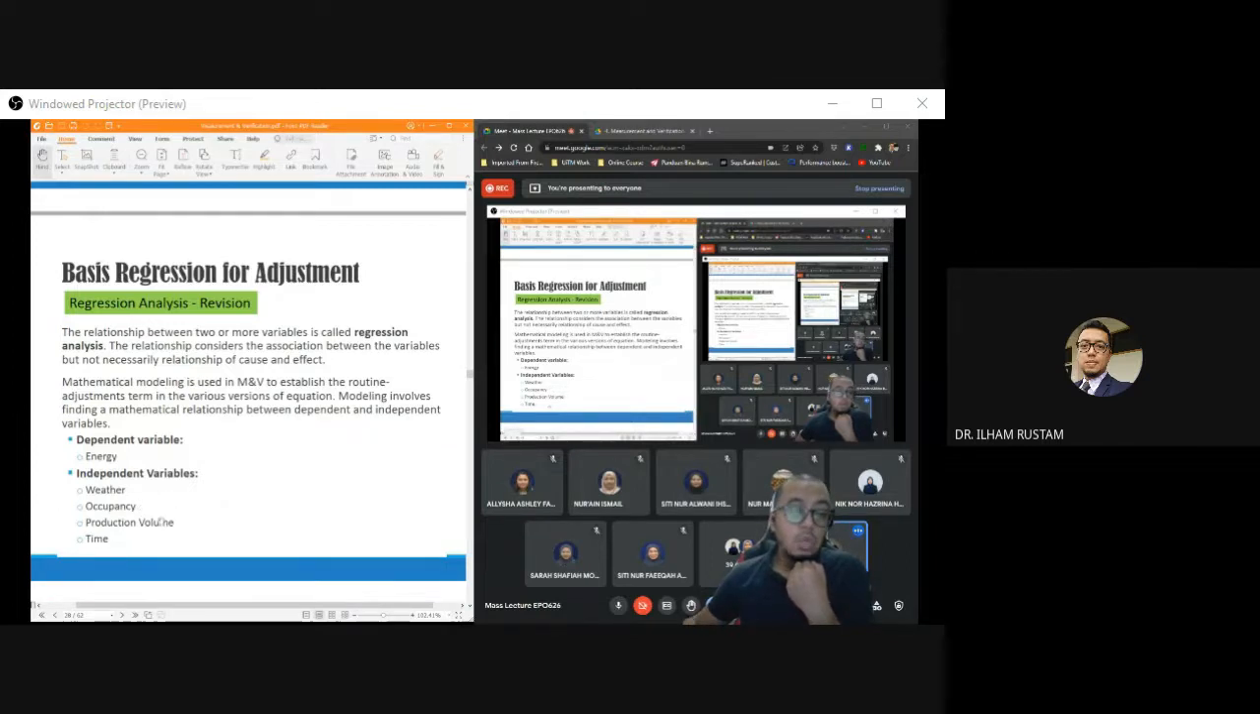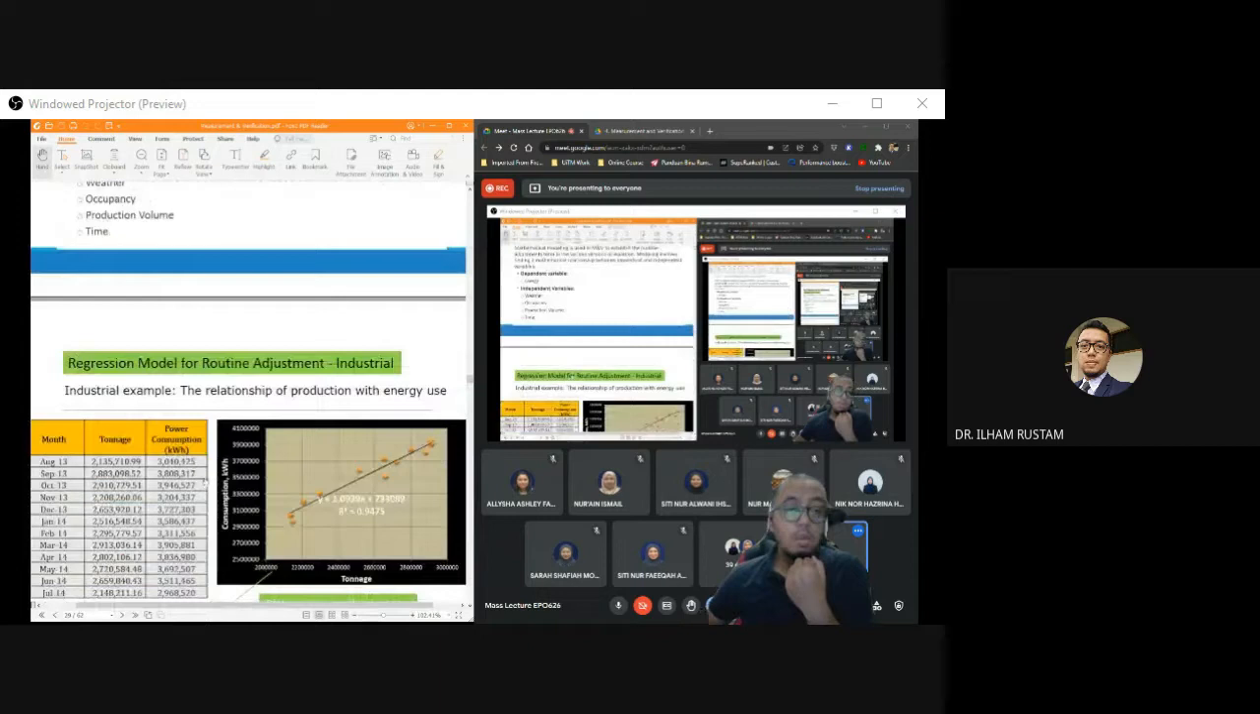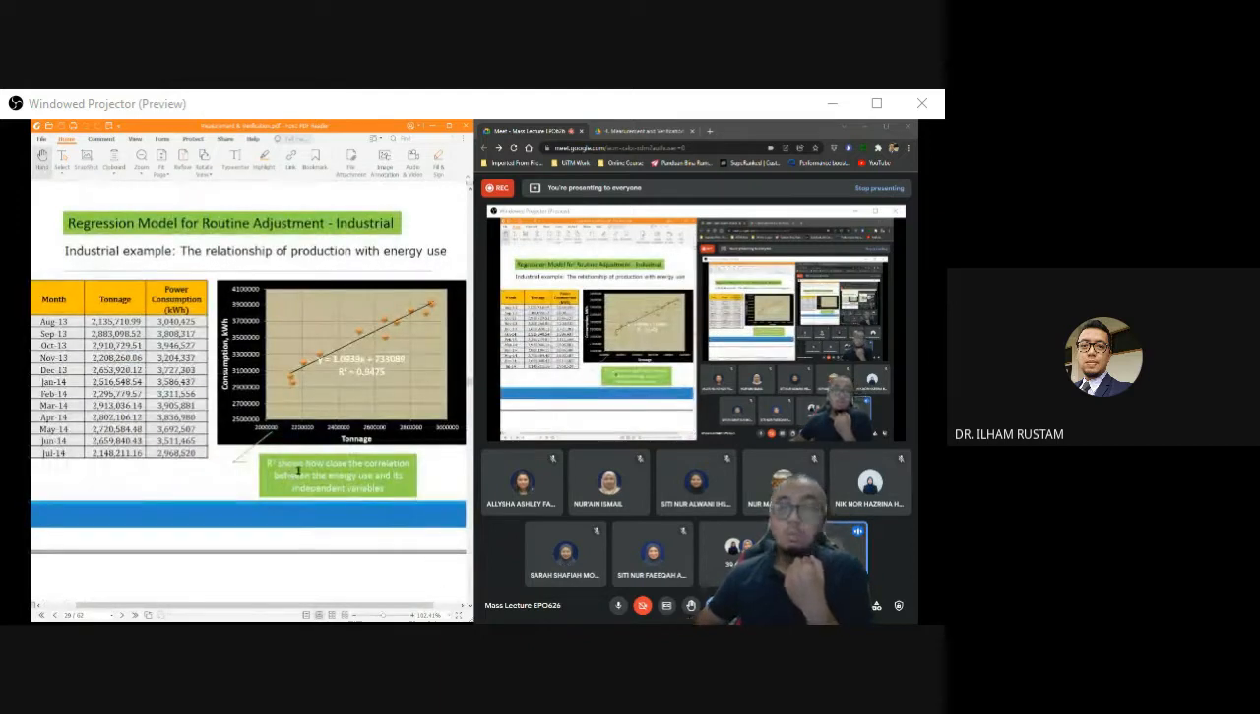production volume, and also time. So again, time is the ultimate variable. That means because nobody can control time, we can only mitigate, we can only schedule, but we can't turn back time, we can't manipulate time. So time is the ultimate independent variable.